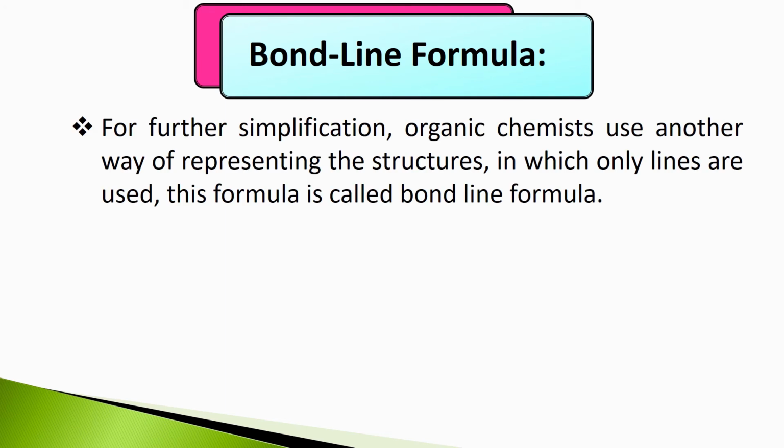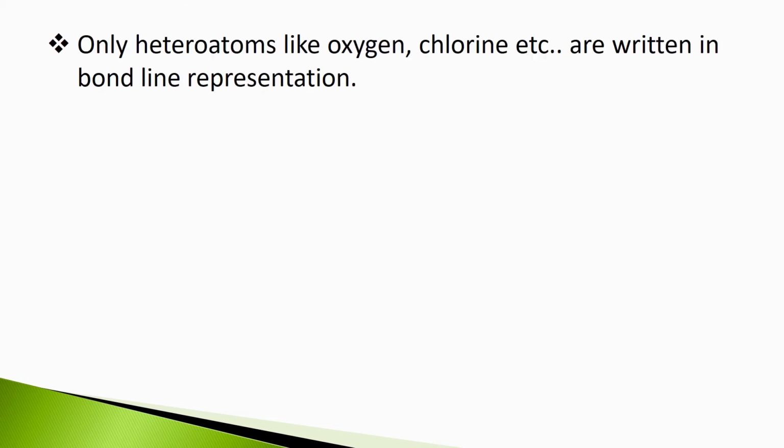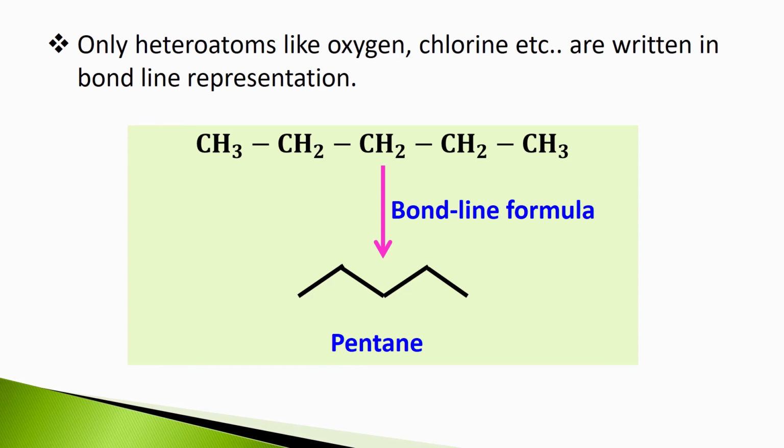Now, for further simplification, organic chemists use another way of representing the structures, in which only lines are used, and this formula is called bond line structural formula. In this bond line formula, carbon and hydrogen atoms are not shown, and the lines representing carbon-carbon bonds are drawn in a zigzag fashion. Only heteroatoms like oxygen, chlorine, etc. are written in bond line representation. In the following example we see carbon-carbon bonds are drawn in a zigzag fashion.